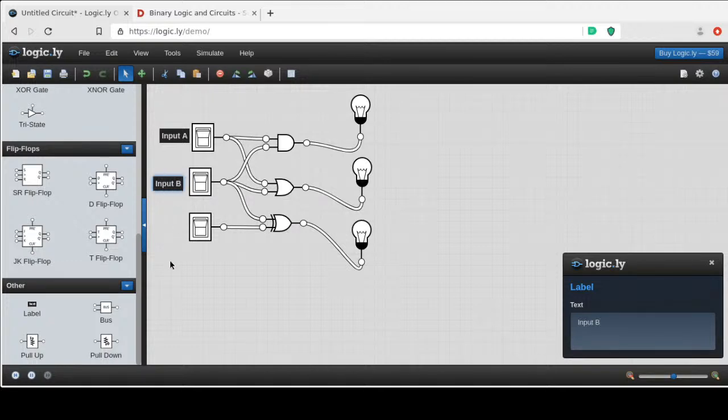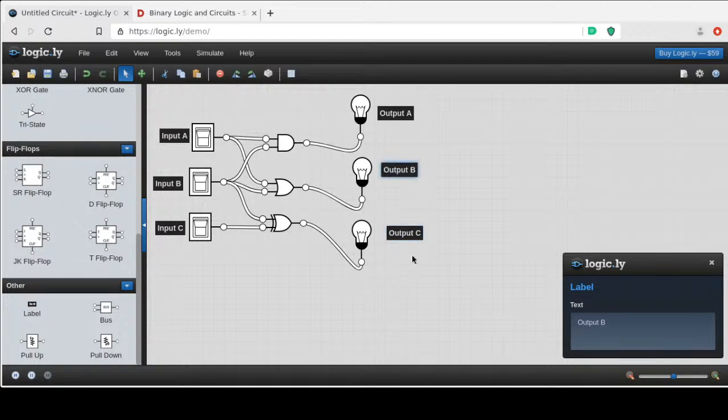So this switch would be input B. And then this switch here would be input C. And then this light bulb would be output A. And this one is output B, and then I'd have another light bulb here, and that one would be output C, like that.